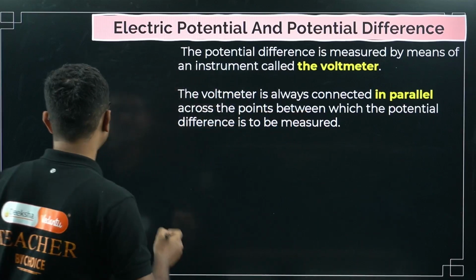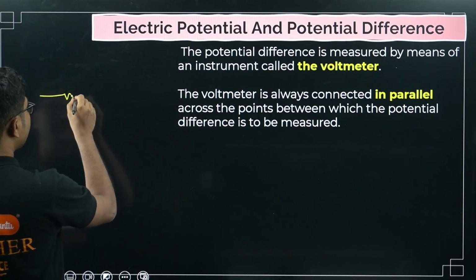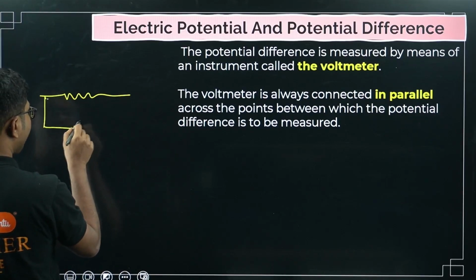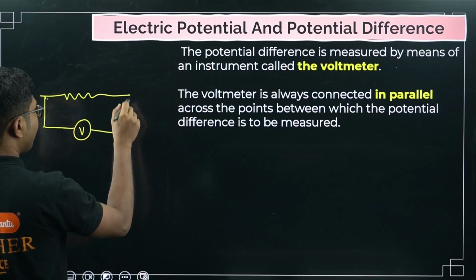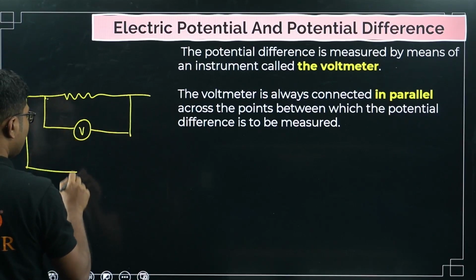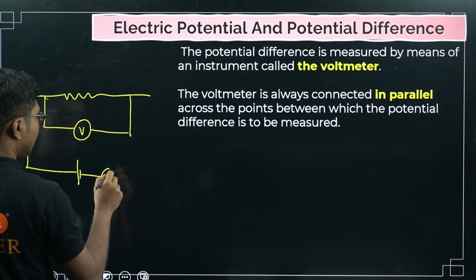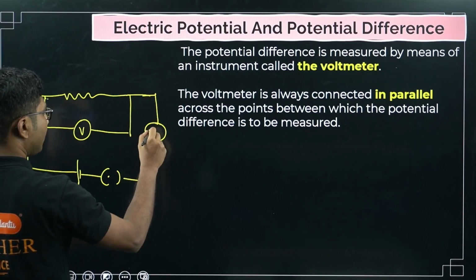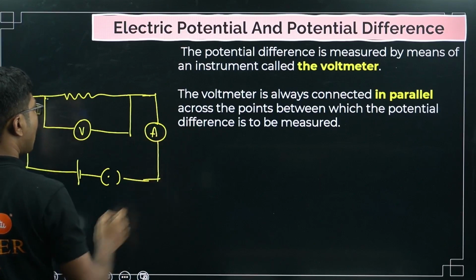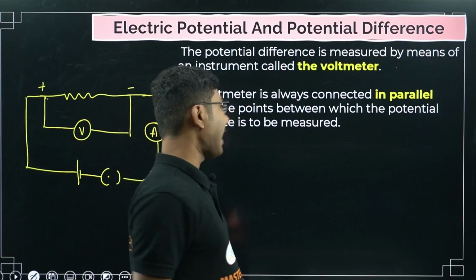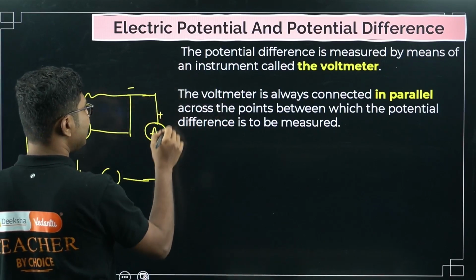So if you want to measure the potential difference, suppose this is some conductor, and if you want to measure the potential difference, this is called a parallel combination. This is the battery, this is the key. Okay, this is say an ammeter. So this is called a parallel combination, and this is called a series combination.